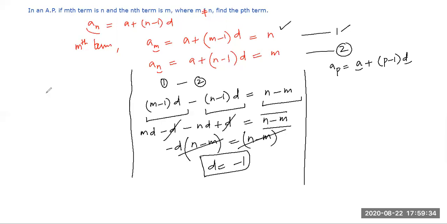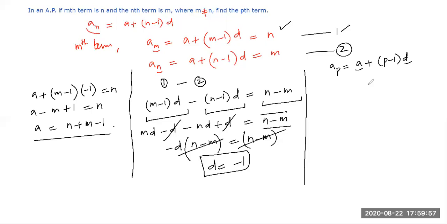The first equation is a plus m minus 1 into d, with d as minus 1, equal to n. So you can write a minus m plus 1 is equal to n. So a is equal to n plus m minus 1. From this, I can put the value for a here.